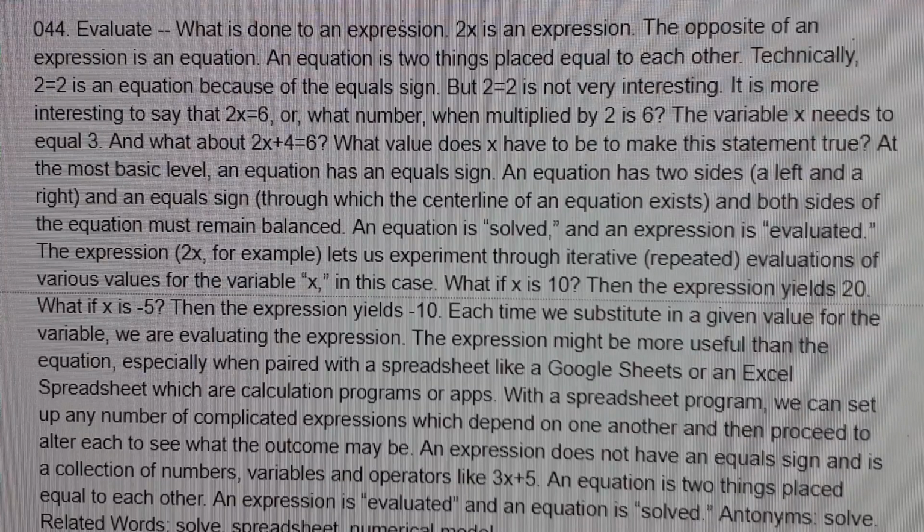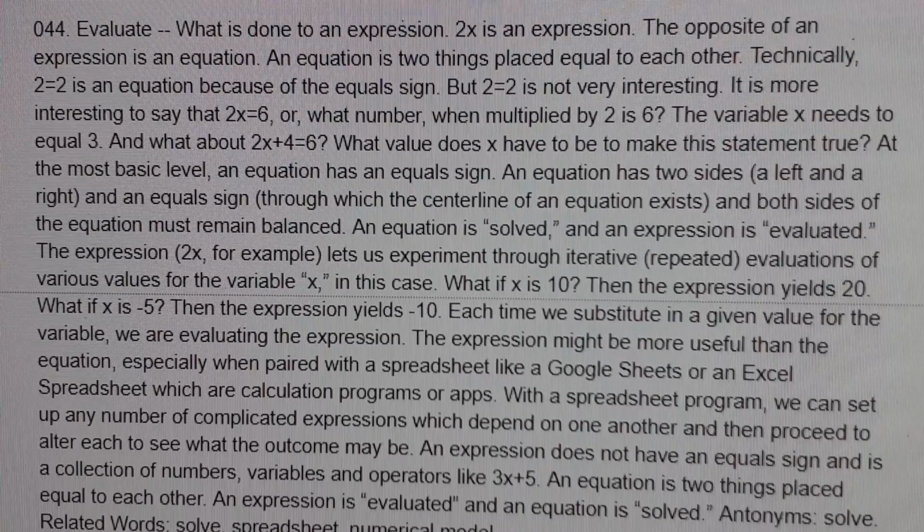It is more interesting to say that 2x equals 6, or what number, when multiplied by 2, is 6? The variable x needs to equal 3. And what about 2x plus 4 equals 6? What value does x have to be to make this statement true?